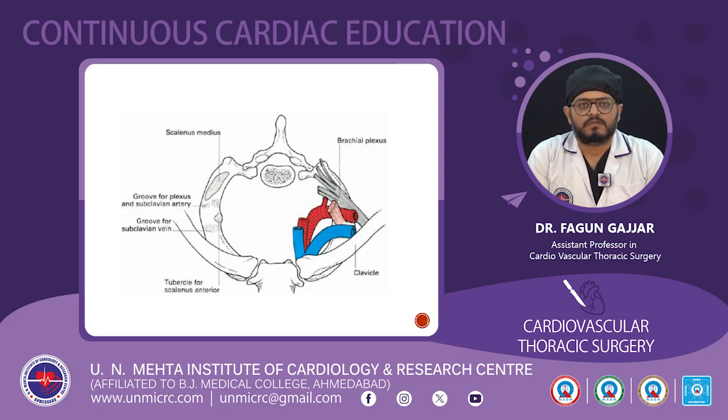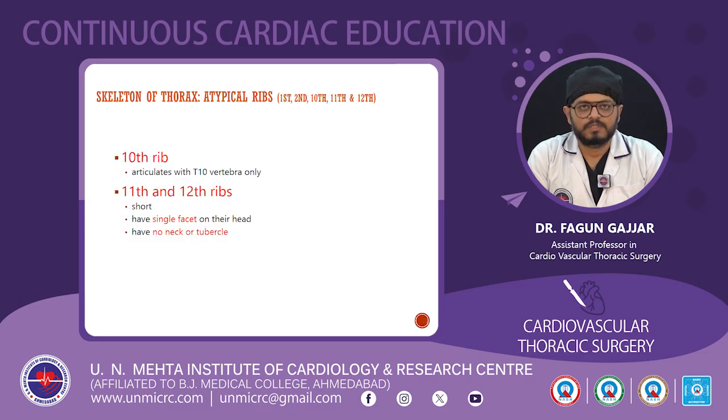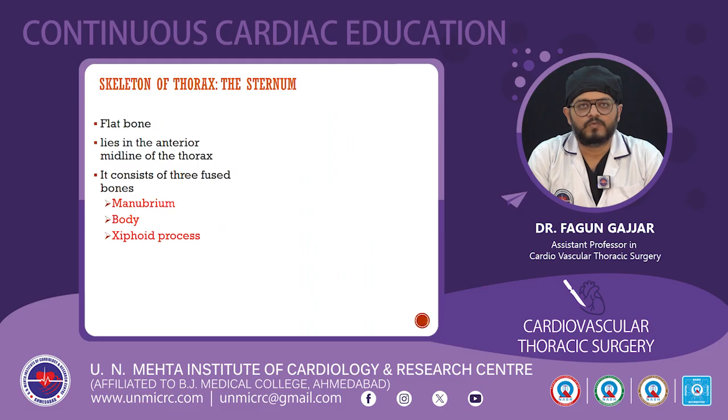This is the anatomy of the first rib, which is showing the groove for the subclavian vein anterior to the scalene tubercle, and posterior to it lying the groove for the subclavian artery and the inferior trunk of the brachial plexus. Posterior to it is the attachment of the scalenus medius muscle. The 10th rib articulates with the T10 vertebra only, and the 11th and the 12th ribs are the shortest, have a single facet on their head and have no neck or tubercle.